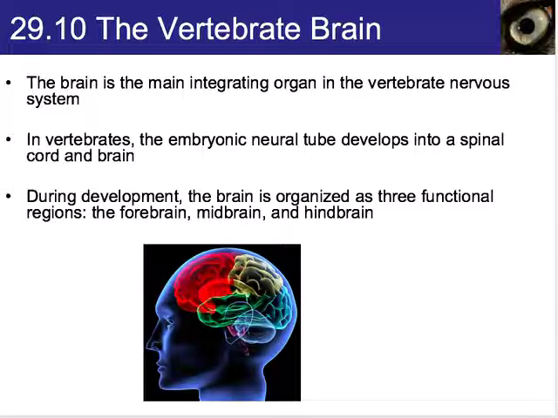In vertebrates, the embryonic neural tube develops into a spinal cord and the brain, which is your central nervous system. And during development, the brain is organized as three functional regions. You have the forebrain, which is shown here in the red, the midbrain, which is shown here in the yellow, and then the hindbrain, which is shown here in the blue and the green.